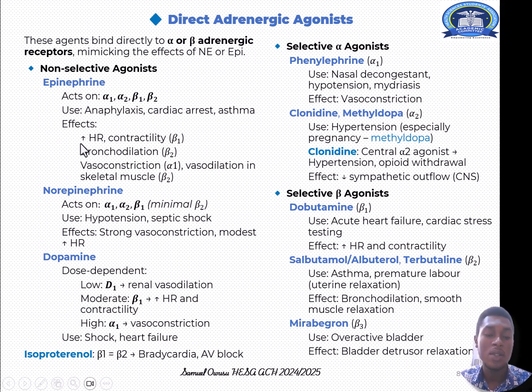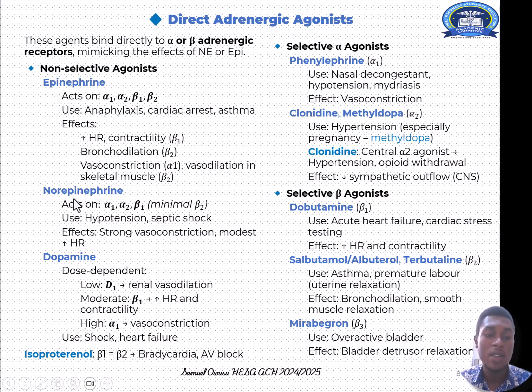All right. What it does is that when it binds to the beta 1 receptors of the heart, it causes what? Heart rate to shoot up, and then there's what? Contractility. When it binds to beta 2 receptors of the lungs, it causes bronchodilation. When it binds to alpha 1 receptors of the blood vessels, it causes what? Vasoconstriction. When it binds to the smooth muscles of the skeletal muscles, then we get what? Vasodilation.